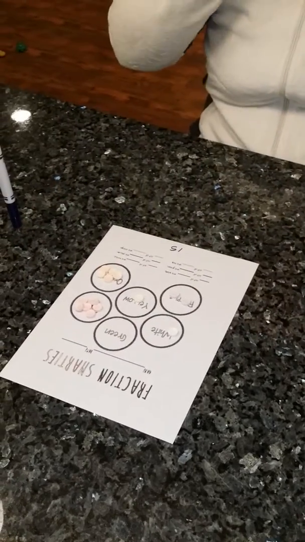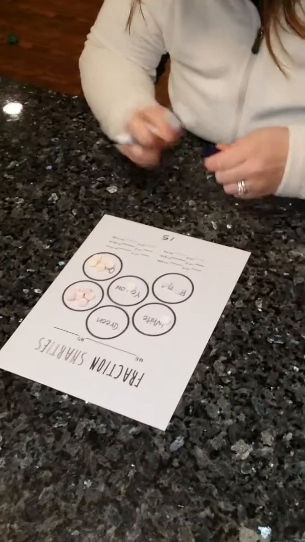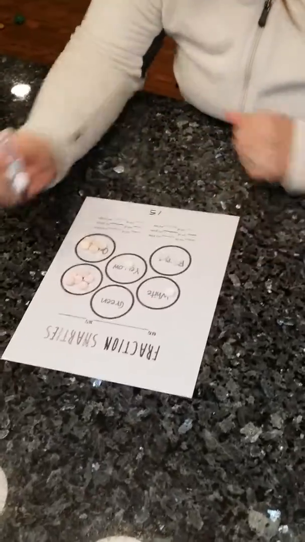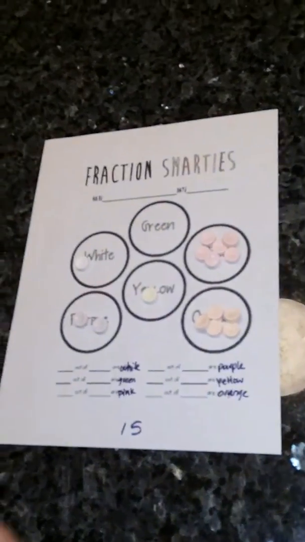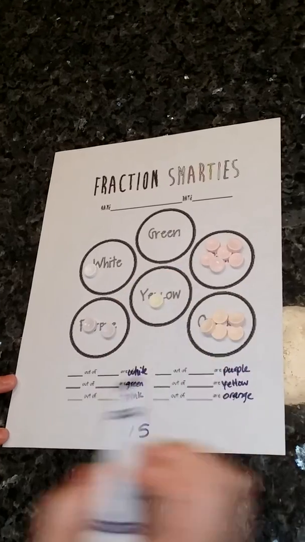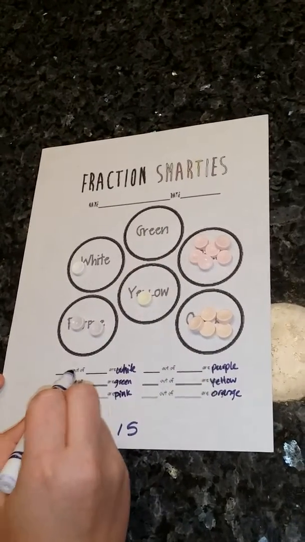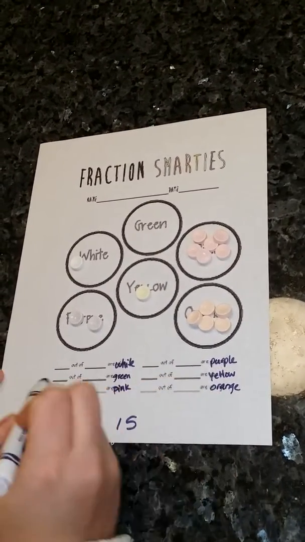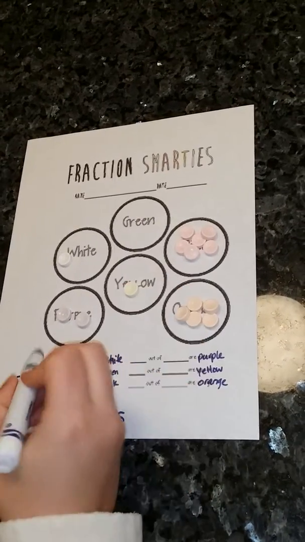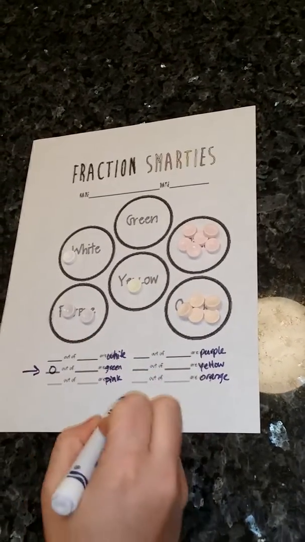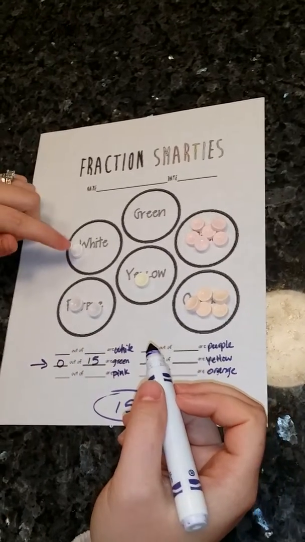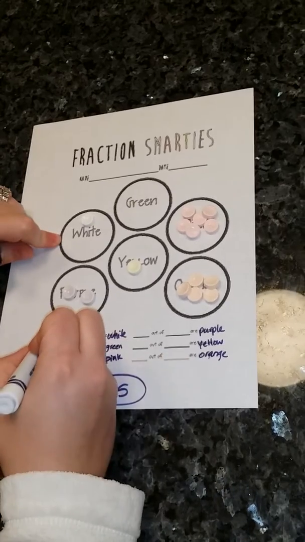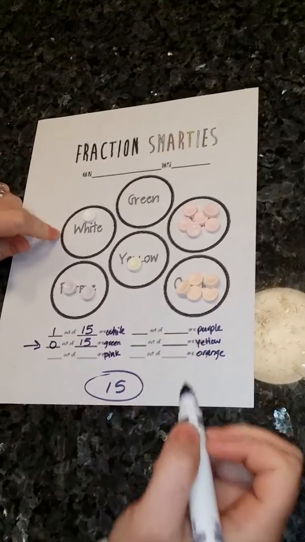Okay, I have mine. So my first one, I'm going to start with green. I didn't get any green ones. So I'm going to go find my green ones first. So on the bottom, it says blank out of blank are, here's my green. I don't have any. So 0 out of 15 are green. Let's do white. I have 1 out of 15 are white.